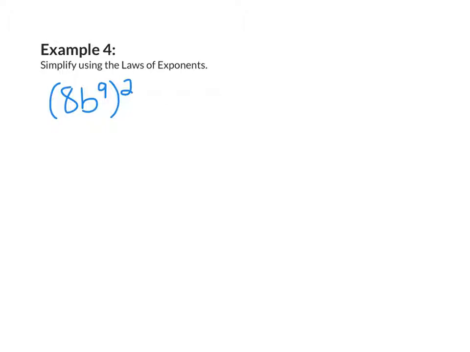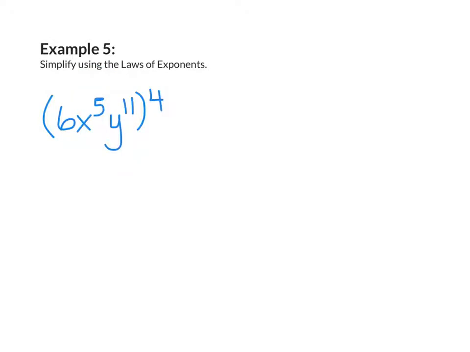Example 4. Simplify using the laws of exponents. I have 8b to the power of 9, all of that raised to the power of 2. So I'm going to distribute the 2 to the 8 and the 2 to the b. So that'll be 8 to the power of 2. And for the b, I'm going to multiply the exponents. 9 times 2 gives me 18. However, I can still simplify. 8 to the power of 2 gives me 64. And then I'll have b to the power of 18.